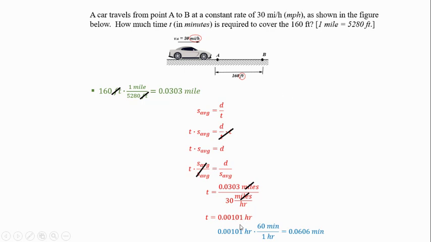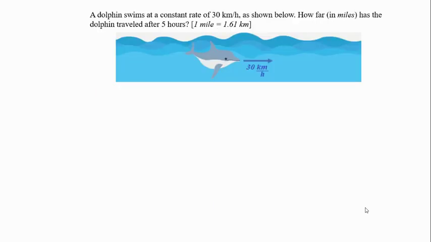Start with the hour here, and because you start with hour, the next unit that goes in the denominator in the first fraction or conversion factor would be hour, and that'll cancel out. And then for every 1 hour, there are 60 minutes. So if you do this properly, you should get 0.0606 minute. So that's the first example. Okay, let's move on to the second.